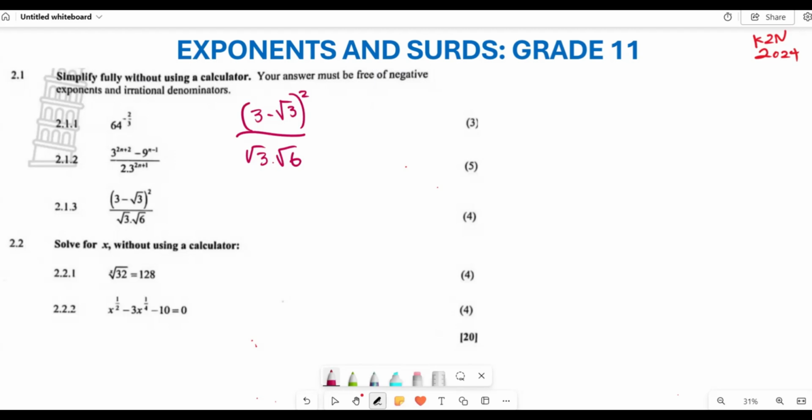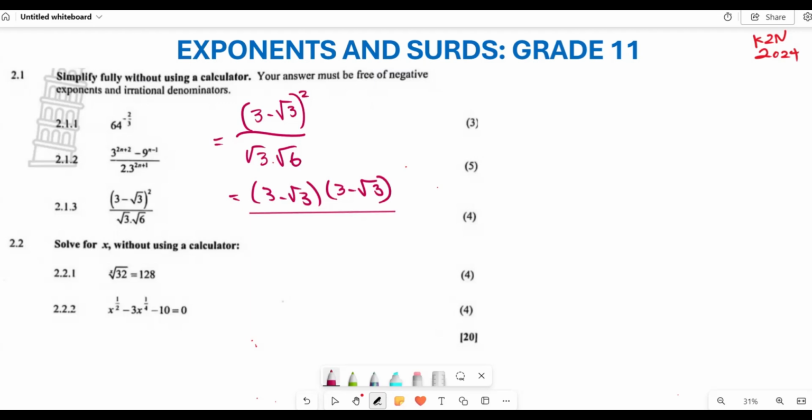So firstly, the first bracket, what is it that we can do now? Remember these are two brackets of the same thing, which means I am going to start here. This is the same as (3 - √3) and this is the same as (3 - √3), and then this is divided by the denominator.